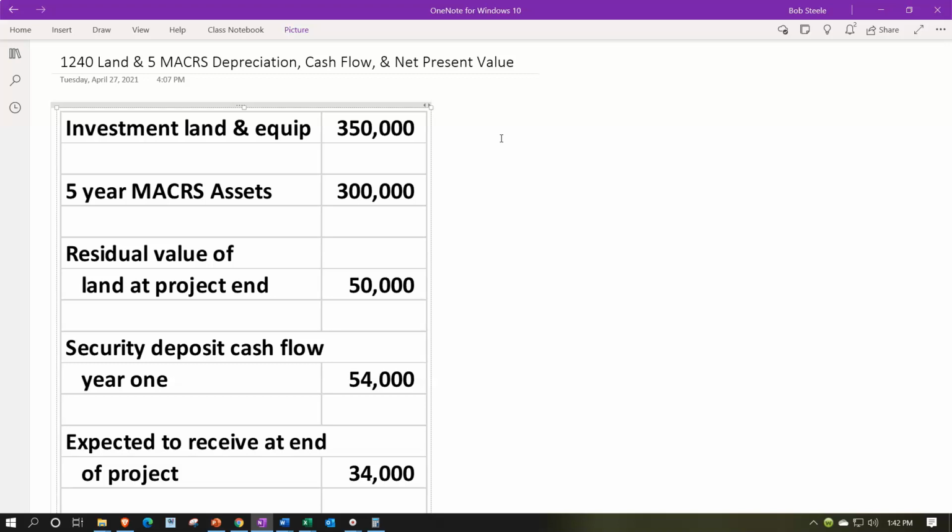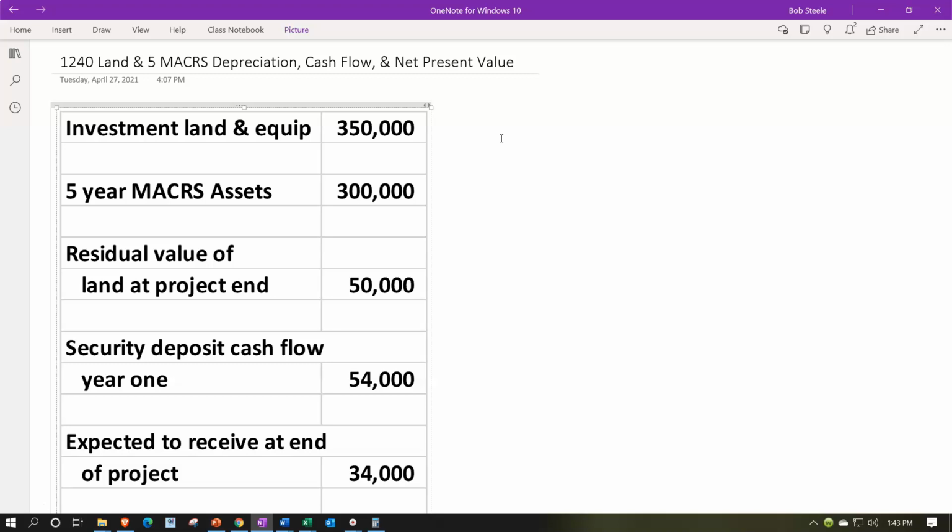A couple more complex components in this practice problem as well. So we have the investment, we're imagining putting money in both land and equipment, of the $350,000. Now, land is something that's not typically depreciable, so we don't have the depreciation impact and the related tax impact of it. The equipment then typically would be.